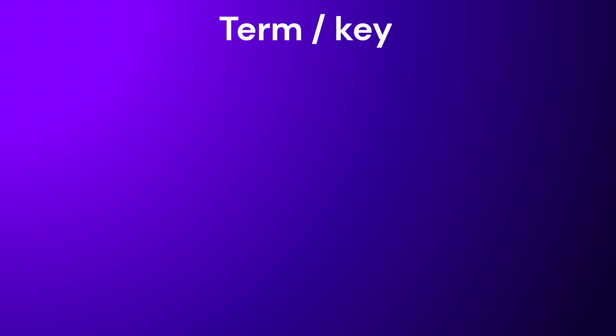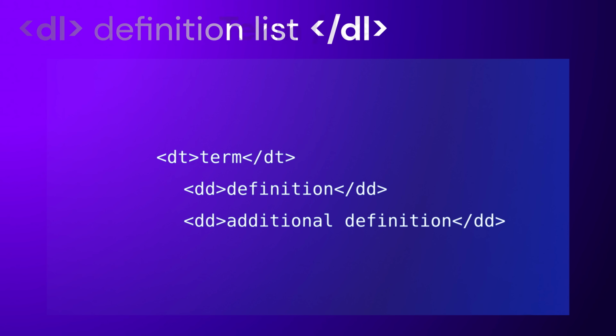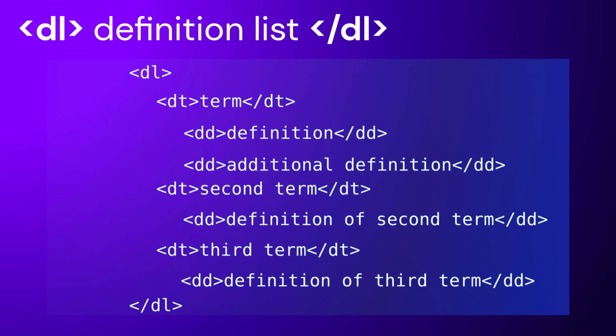The term, or key, is enclosed in a dt element, meaning definition term. The description, or value, is enclosed in a dd element, meaning definition description. We can include multiple dd elements for a single dt. The entire structure is enclosed in a dl element, meaning definition list. We'll notice that dt and dd elements are simply placed side by side. There's no enclosing element around each pair. That's just how a definition list functions.